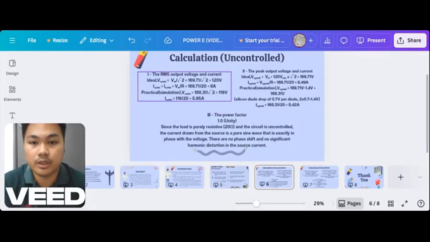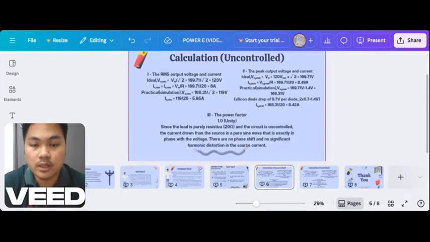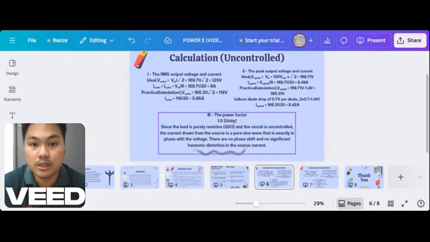Ideal value for V naught peak, which is equal to Vm, equal to 120 Vrms times square root 2, equal to 169.71 volt. For the I naught peak, which is equal to V naught peak over R, equal to 169.71 volt over 20 ohm, equal to 8.49 ampere.